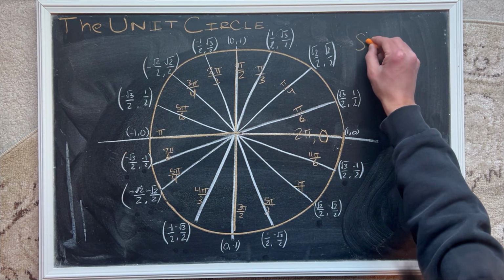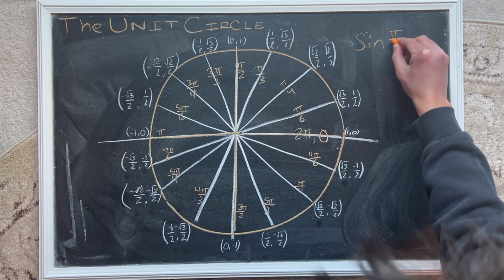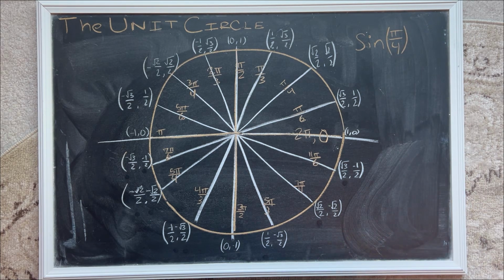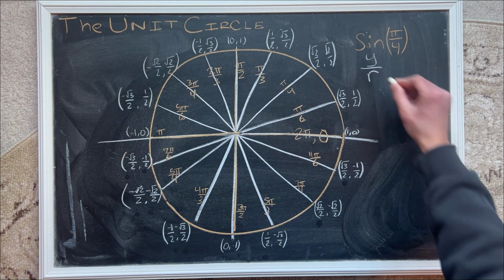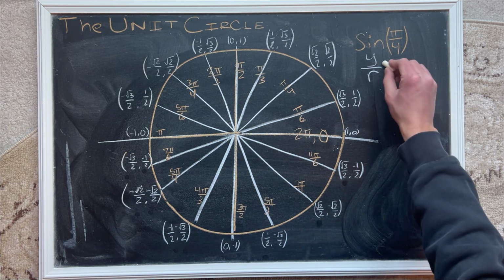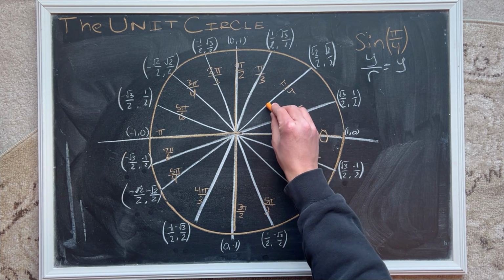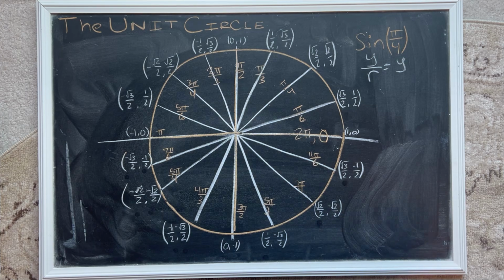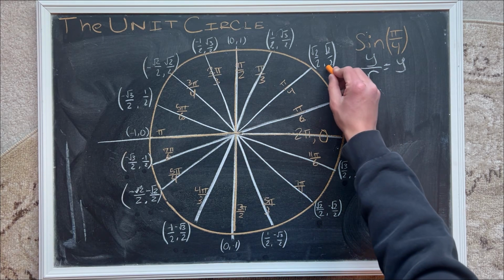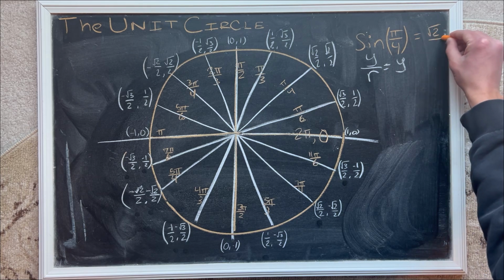So let's say we wanted sine of pi over 4. What will we do there? So we know sine is y over r, but when we're on the unit circle, r doesn't matter because it's 1. So y is the value we're looking for. So let's locate pi over 4 right here, and we're going to find that y value. And the y value here is root 2 over 2. So sine of pi over 4 is just equal to root 2 over 2.